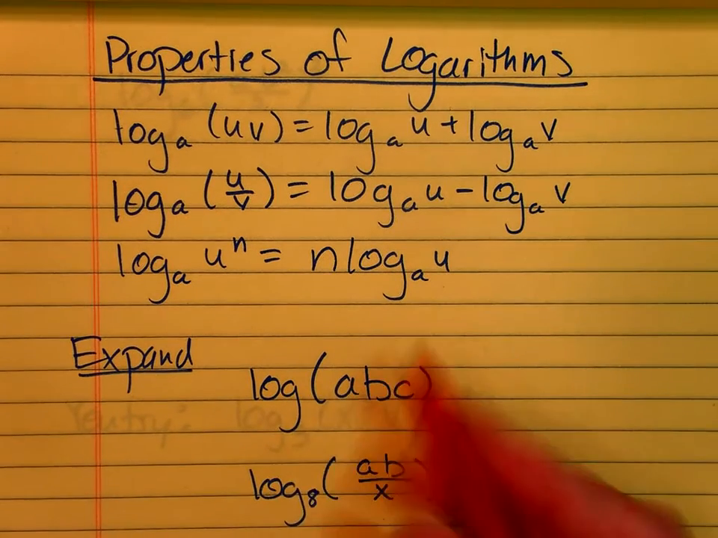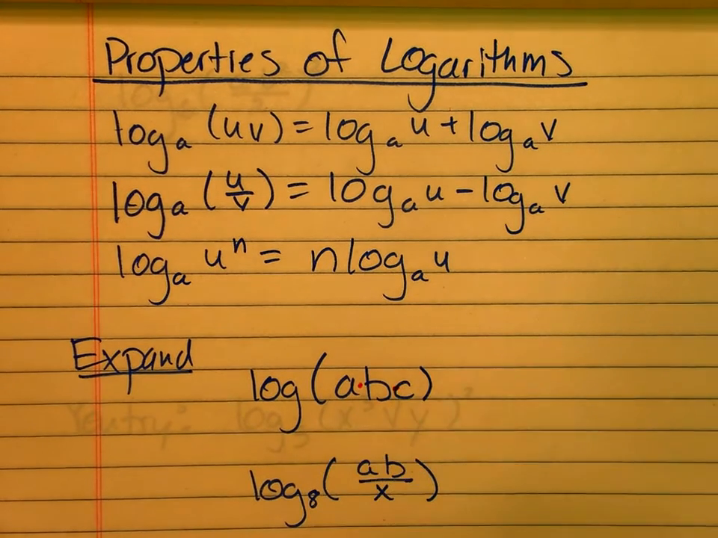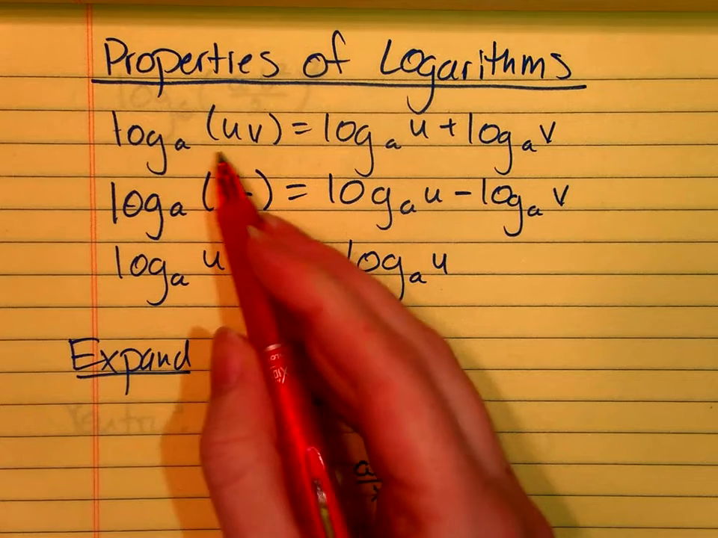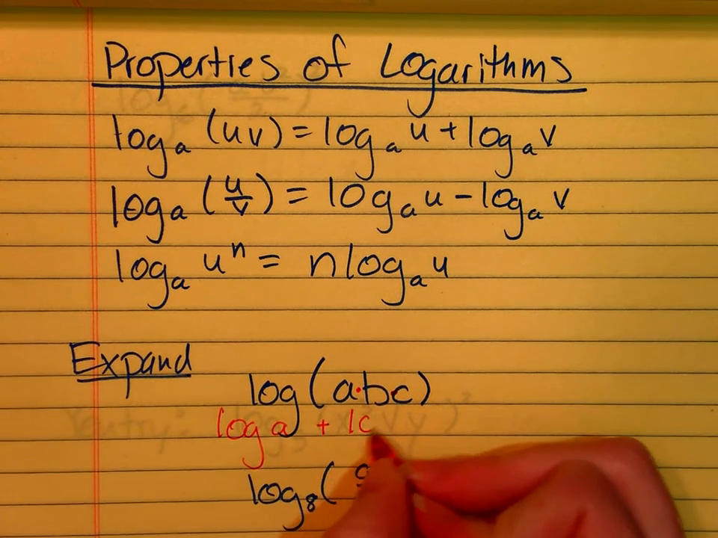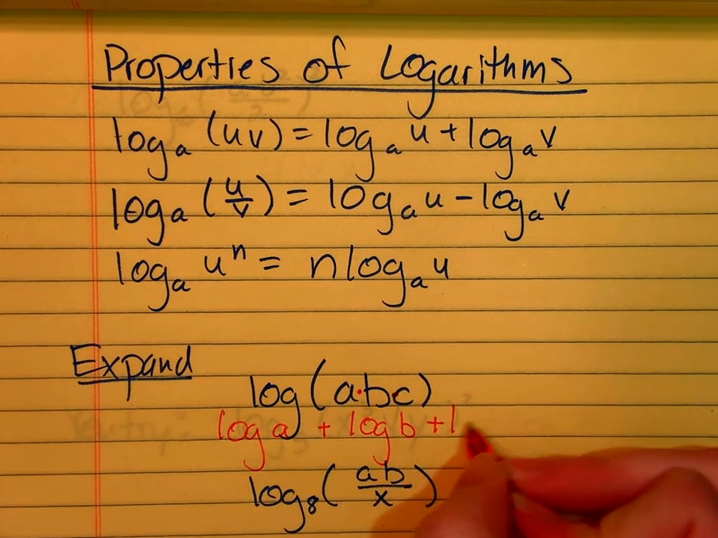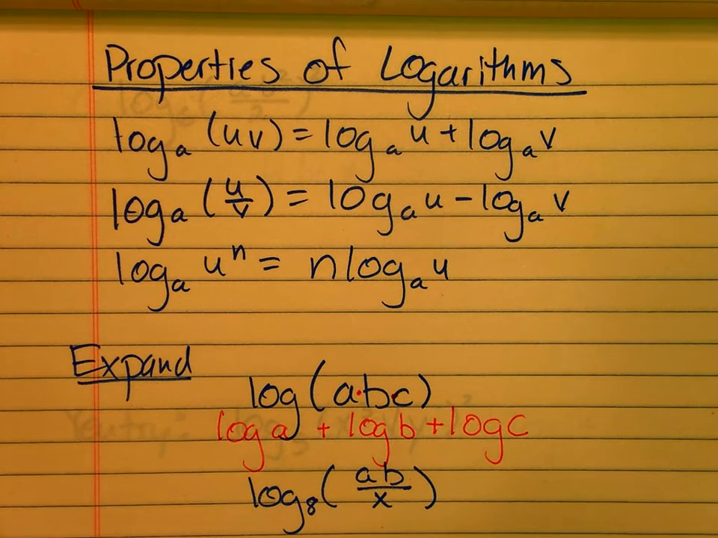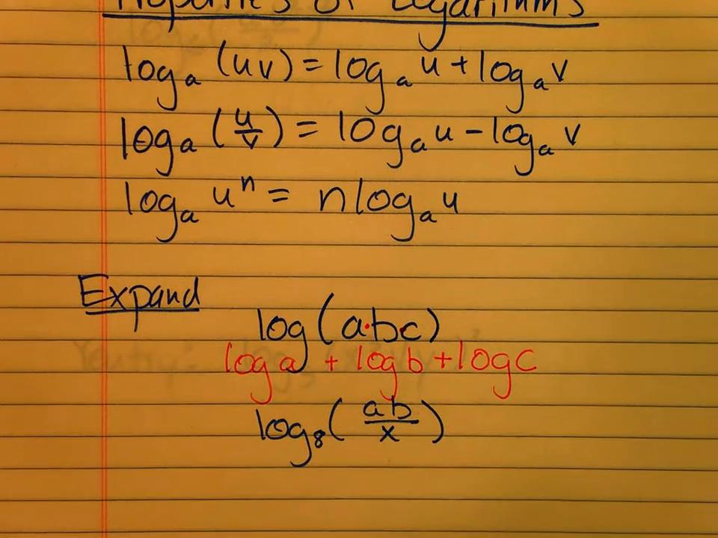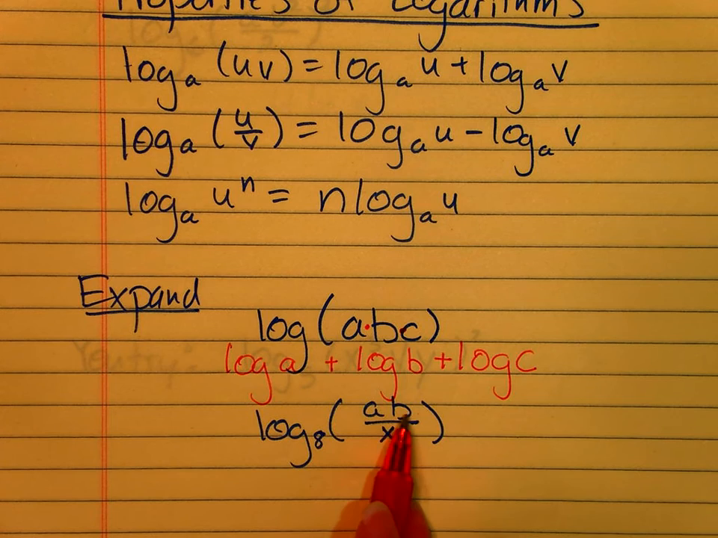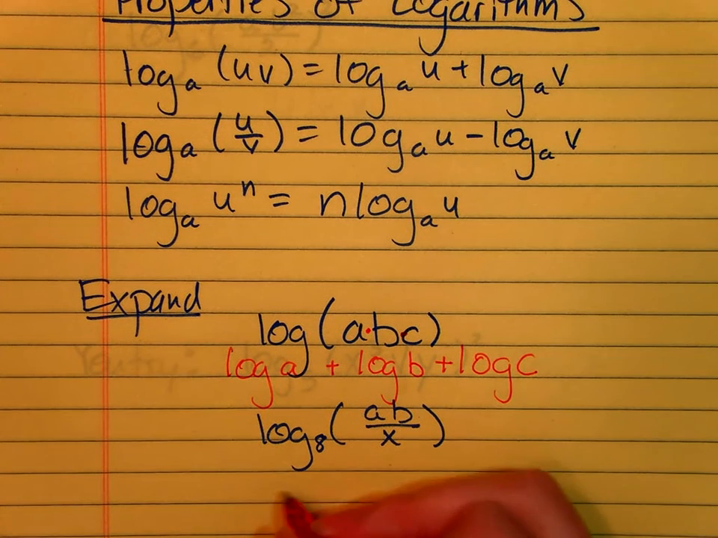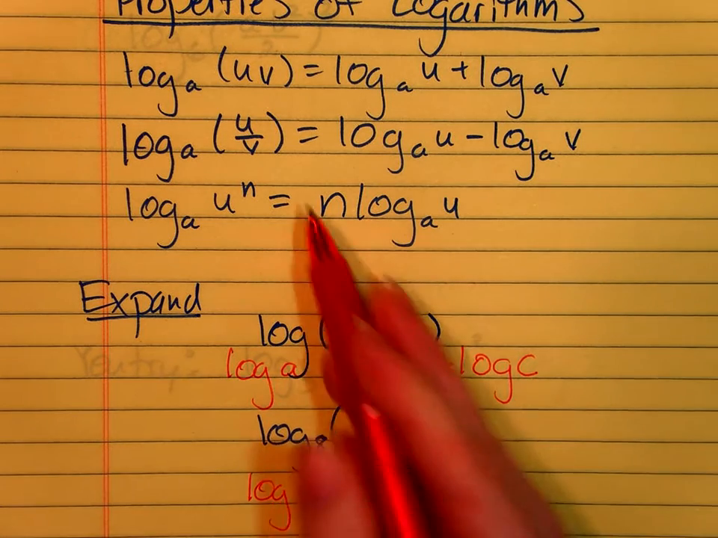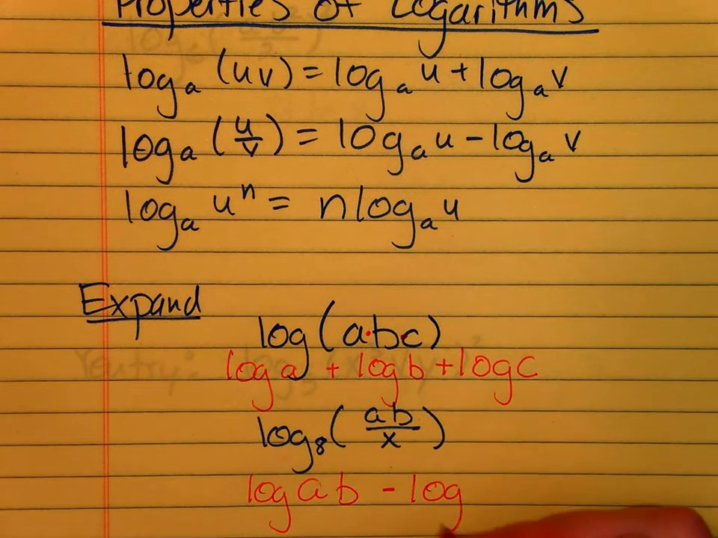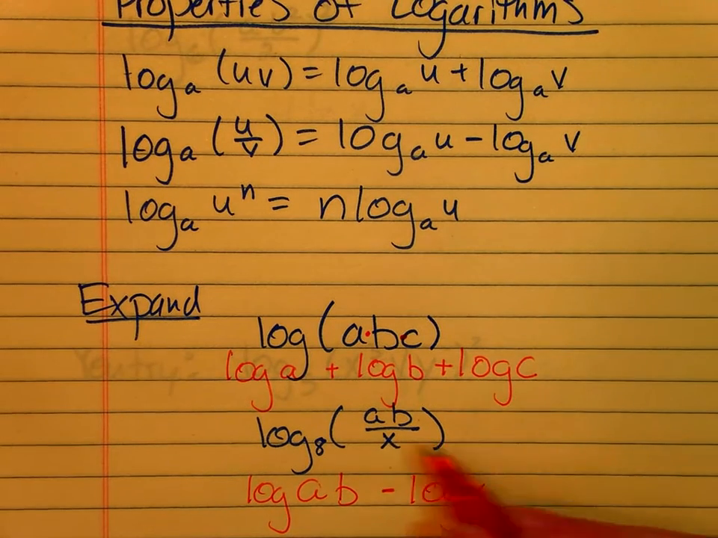So if I have the log of A times B times C, that just applies the first rule. That becomes log of A plus log of B plus log of C. And that's it. For the next one, if I have log of A times B divided by X, that just becomes log of A times B, because this is division, minus the log of the bottom, X.